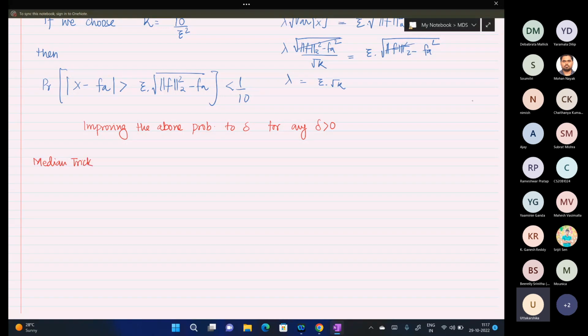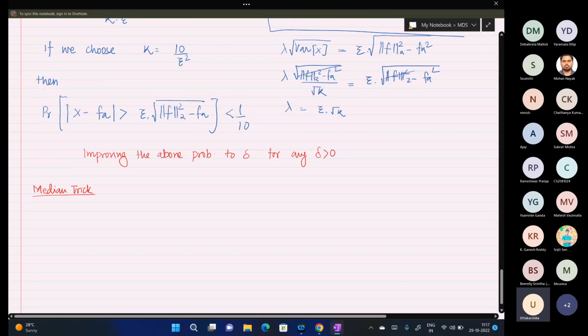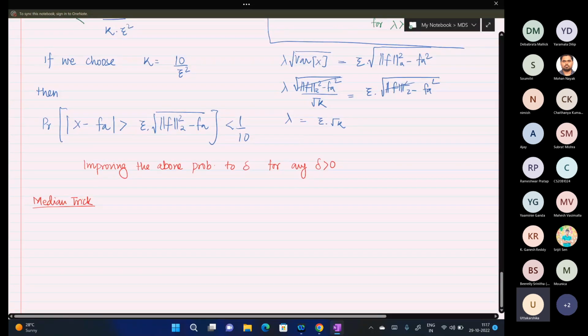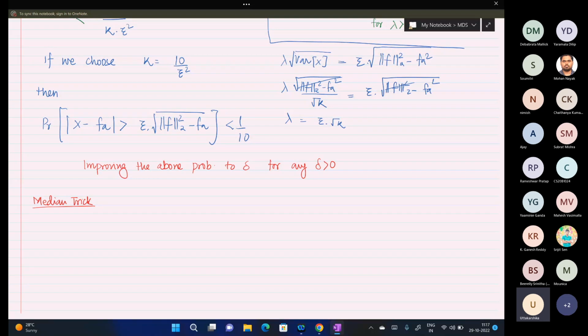Any specific reason for choosing k equal to 10 by epsilon square? Not necessary. You can take any constant, like 100 upon epsilon square, so we'll get 1 by 100. Finally, our aim is to give some epsilon-delta approximation kind of thing.